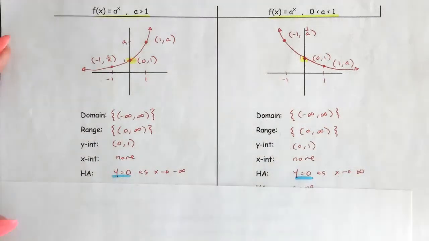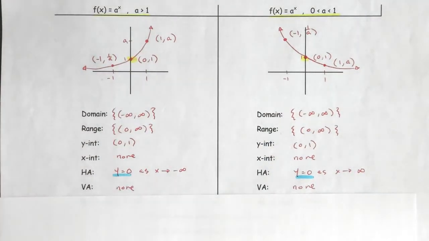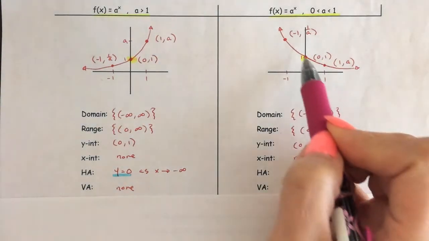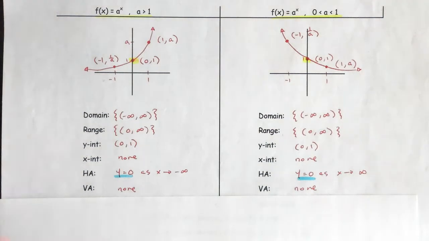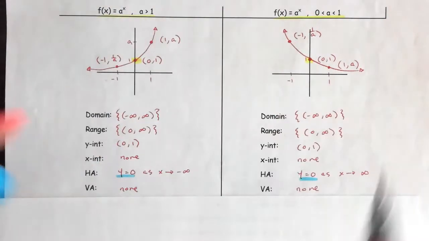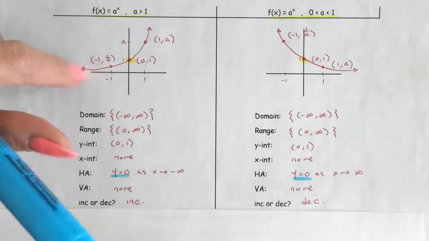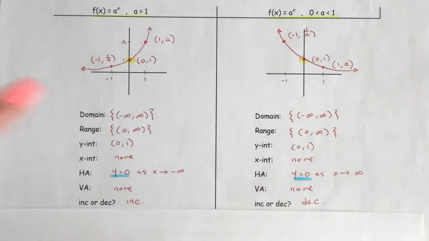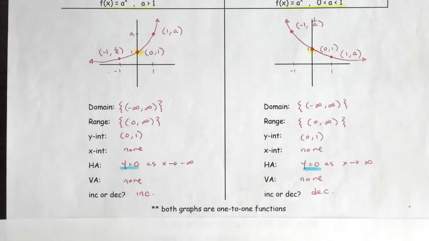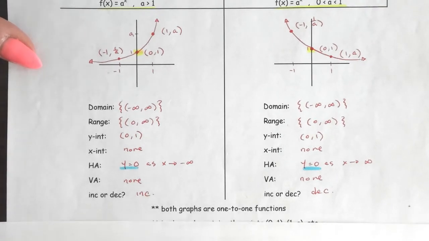So I'll underline that one, okay? Vertical asymptote, there is none. So actually, it goes to the right very, very slowly, but it does go to the right. This goes to the left very, very slowly, but it does go to the left, and it goes up, up, up the whole time. It just goes to the right very slowly. Okay, and then is it increasing or decreasing? You can see this one's increasing to the right, this one's decreasing to the right. Okay, both graphs are one-to-one functions. We can see that. Yep, they pass the vertical and horizontal line test.